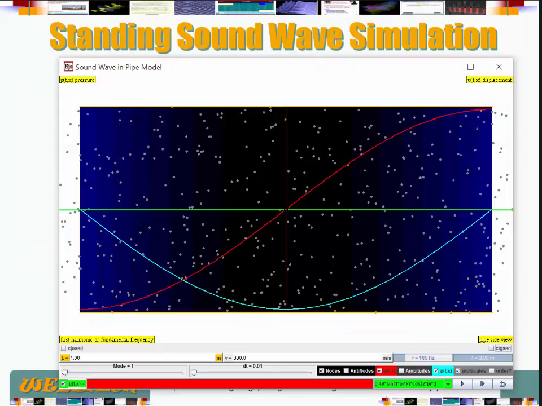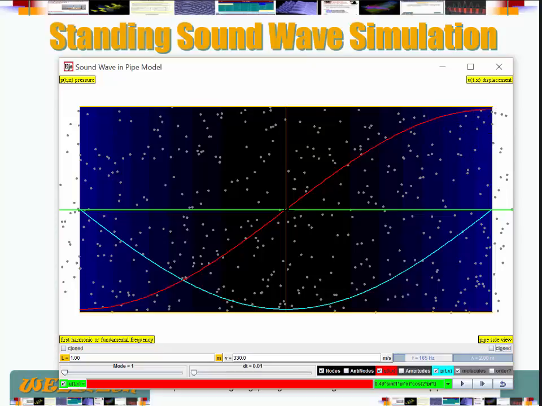Let's look at an example. Okay, here we have a simulation that's going to show us how a pipe is going to oscillate with two ends open. This end is open and this end is open. The dots that you see here are air molecules. The red curve here is going to represent the displacement of those air molecules. Remember, this is a longitudinal wave, so the air molecules are going to oscillate back and forth in position. A zero displacement means that the air molecule is not going to move much. A large displacement means it's going to oscillate back and forth with a large amplitude.